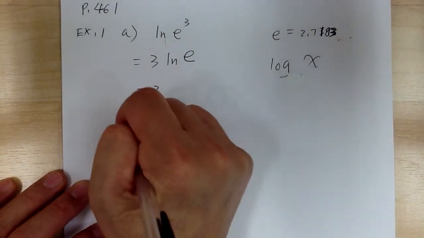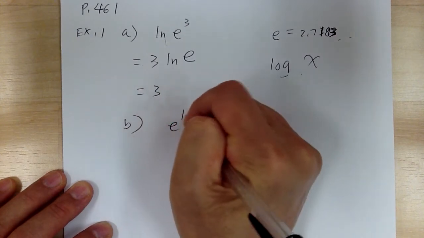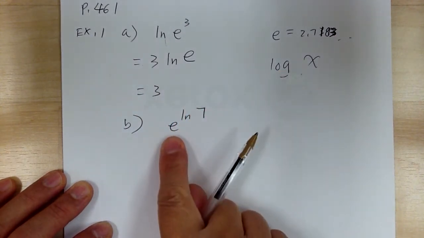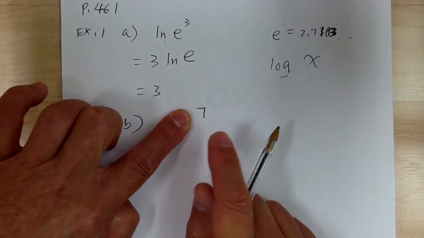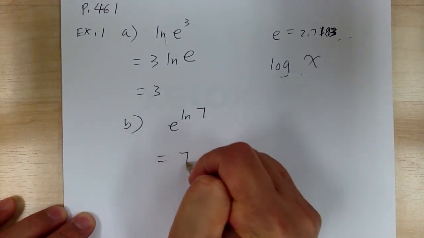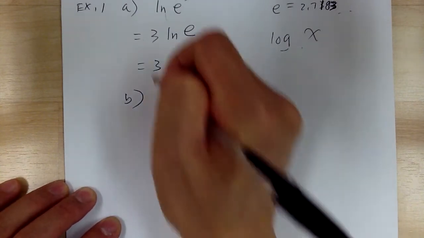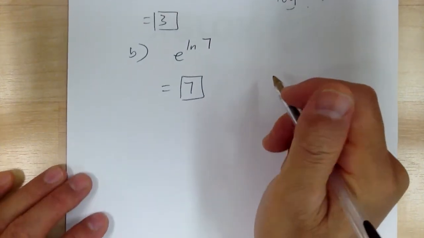So let's do b. You have e to the natural log of 7. Again, the e and the natural log cancel out, so the answer will be 7. Now let's go to example 2.